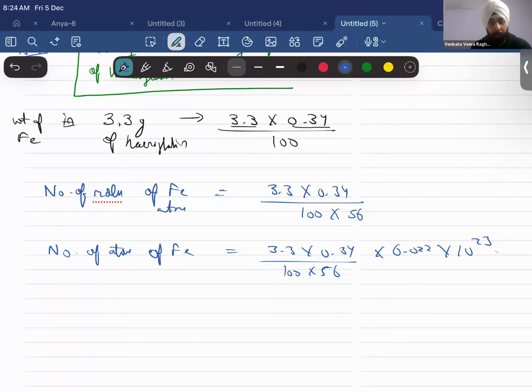Just do it using your calculators. In the final, don't round it off at any step. Whatever value you're getting, just keep multiplying, keep dividing.